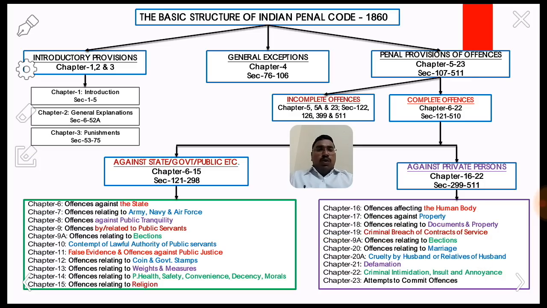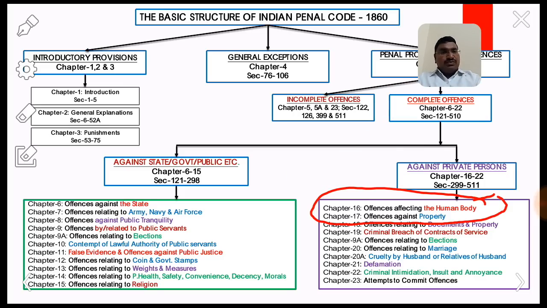Here, the offenses affecting the human body and offenses against the property are the most important provisions in IPC. The majority of the cases with relation to IPC are relating to chapter 16, which deals with offenses affecting the human body, and chapter 17, which deals with offenses against the property.